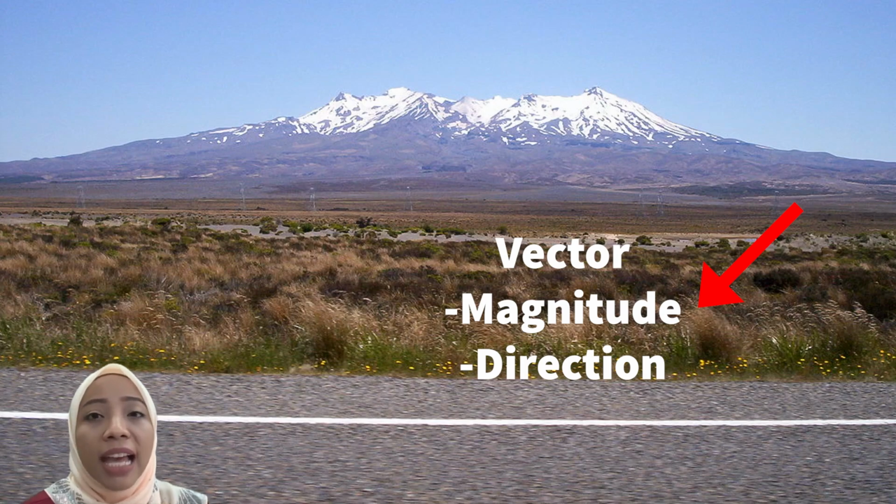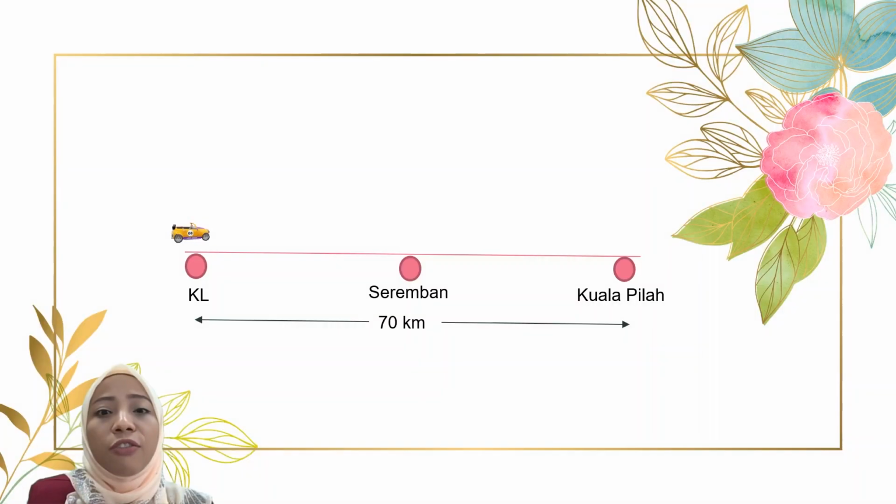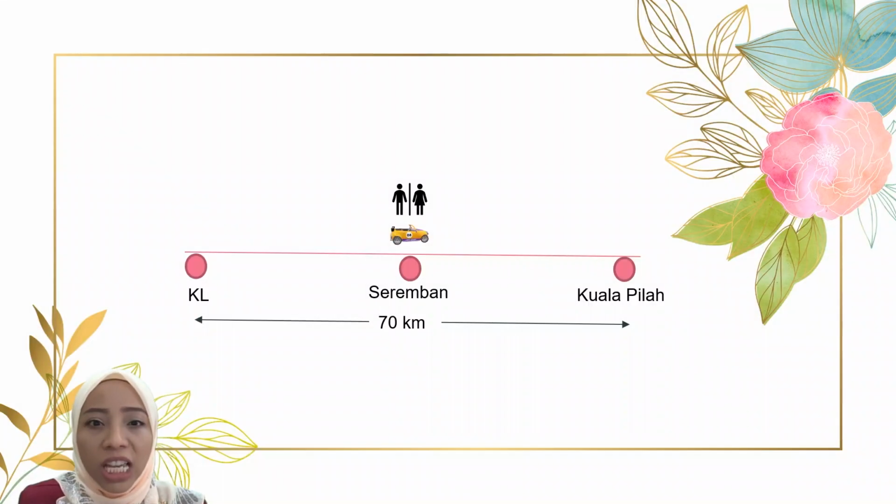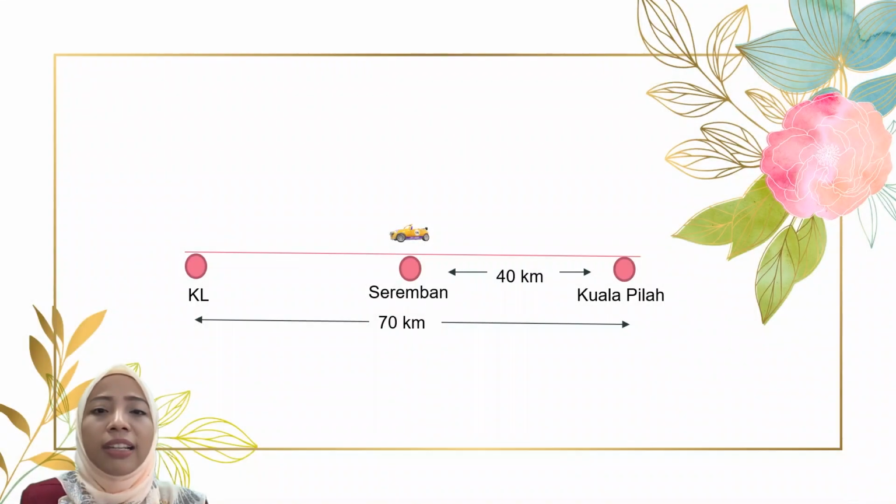For example, Sarah drove her car from Kuala Lumpur to Kuala Pilah with distance 70 km. While driving, she stops at RNR Seremban and accidentally left her purse. As soon as she arrived in Kuala Pilah, then only she remembered her purse was left at the toilet. Then she rushed back to RNR Seremban and found her wallet. She then headed back to Kuala Pilah.